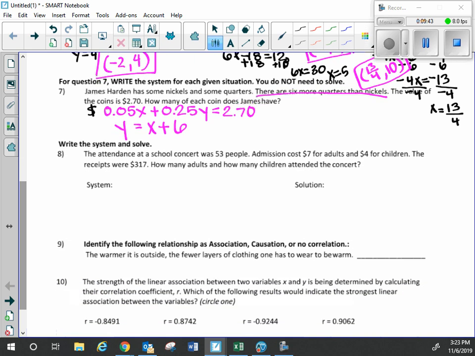So the attendance at the school concert was 53 people. Admission for the adults, $7, x, and children, $4, y. So there are your variables. The receipts were $317. How many adults and how many children attended the concert?